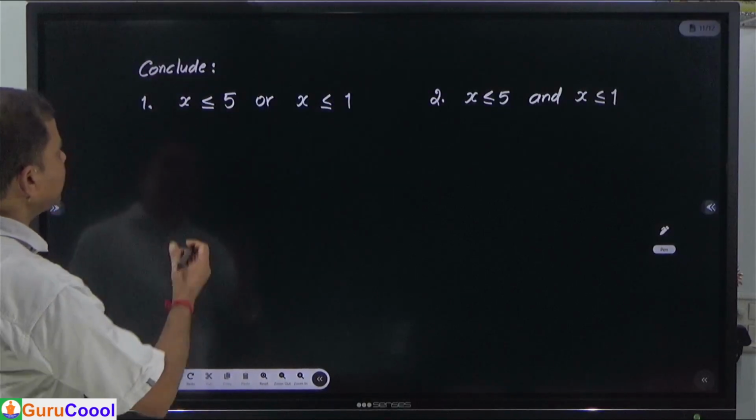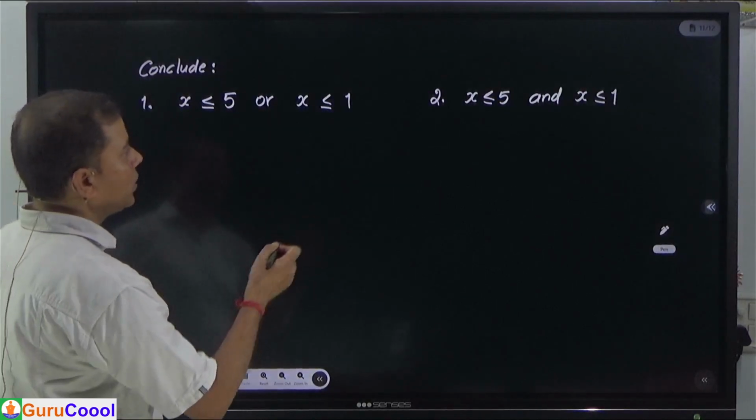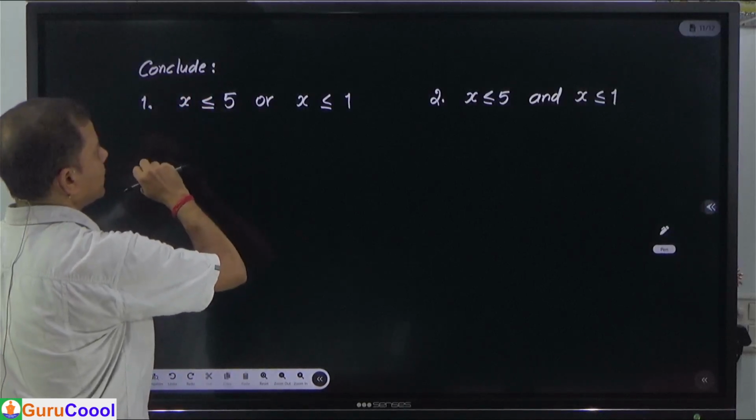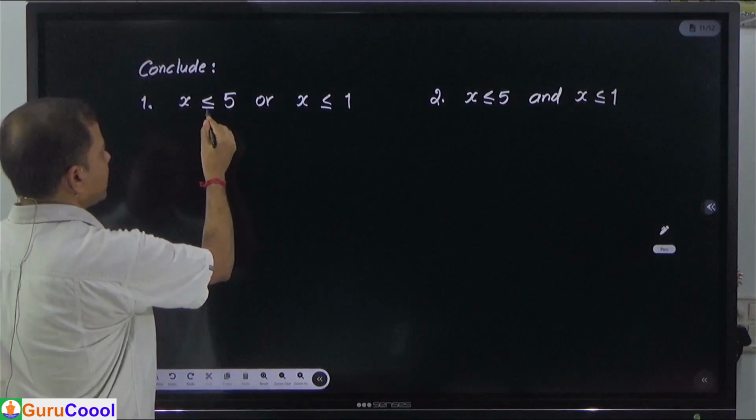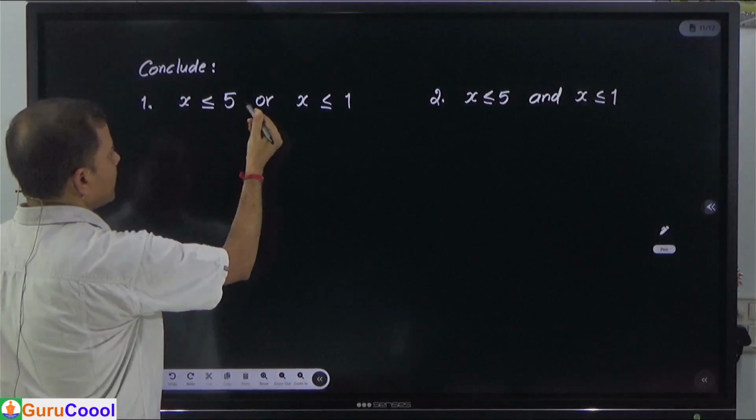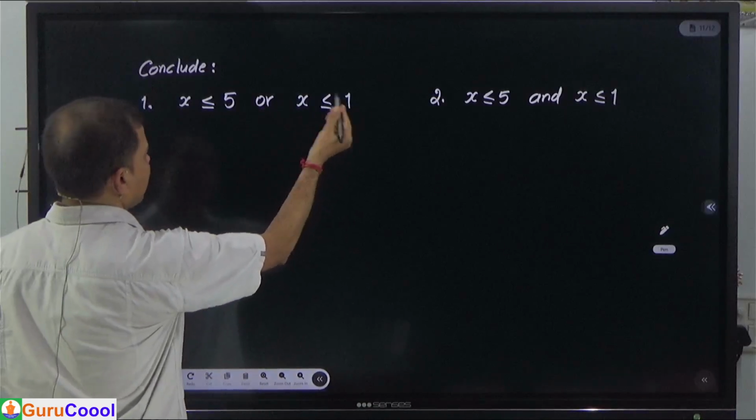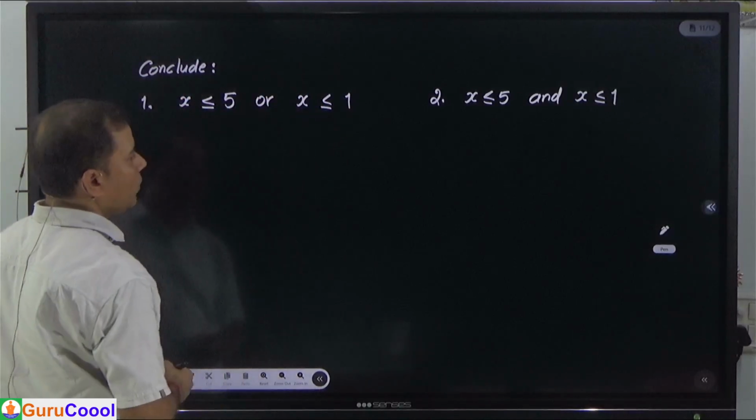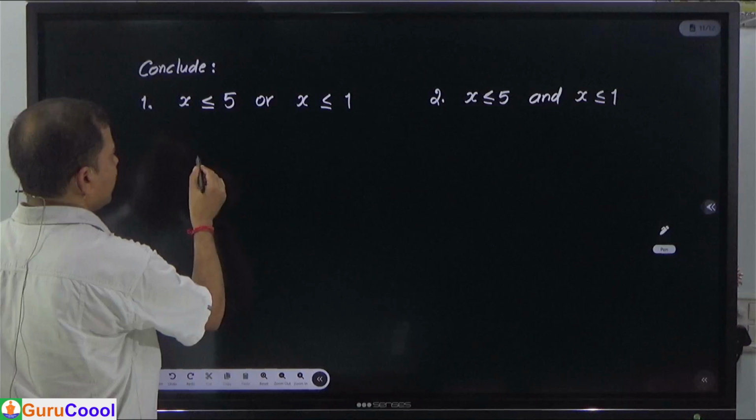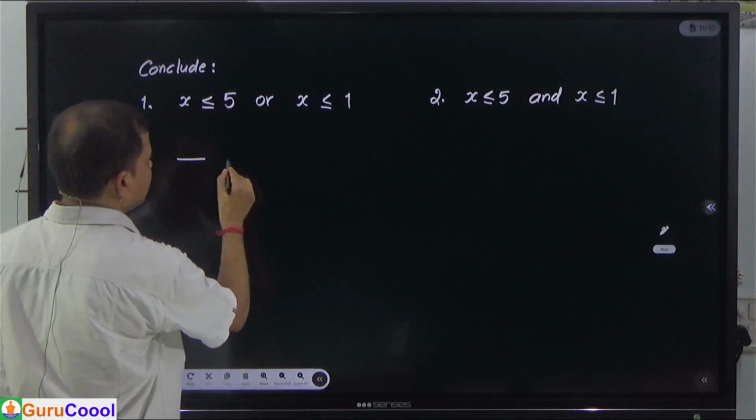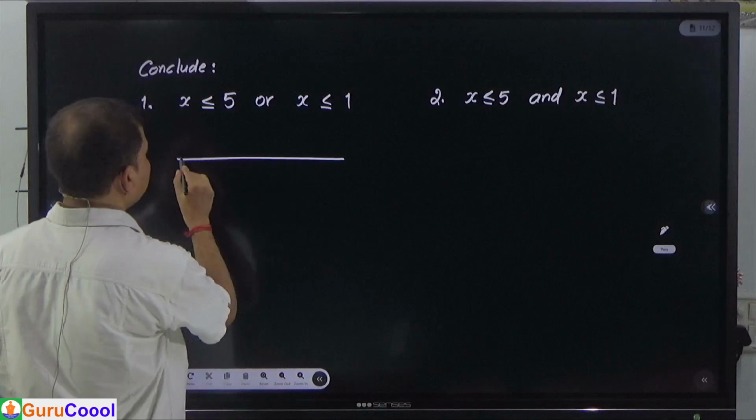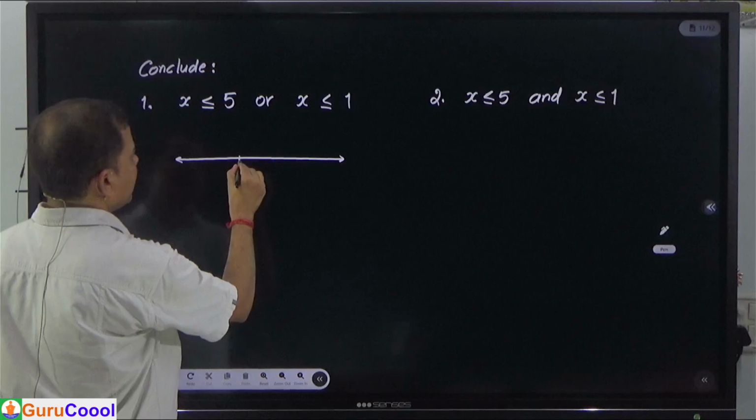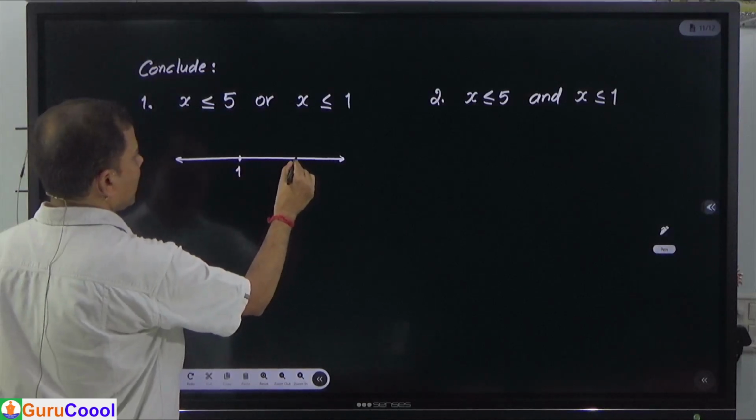Next, two more things are there. To conclude, we have to find a conclusion of this: x is lesser than or equal to 5, or x is lesser than or equal to 1. This says lesser than 5, this says lesser than 1. So which one is valid? Let's say on this number line, 1 is here, 5 is here.